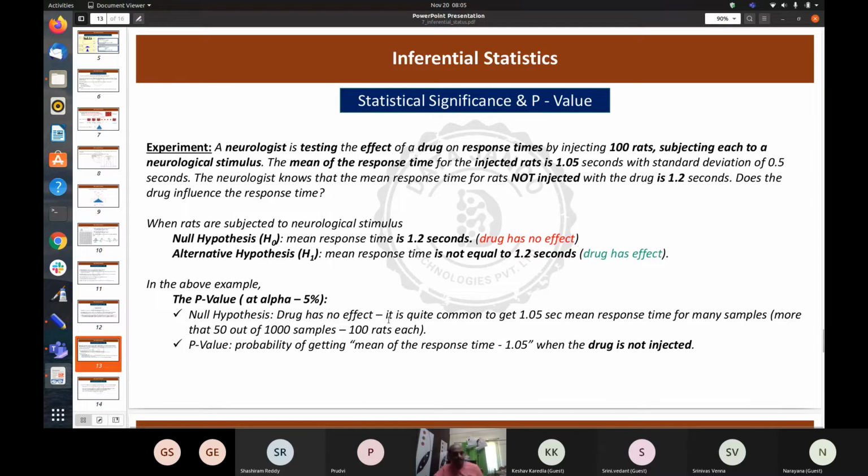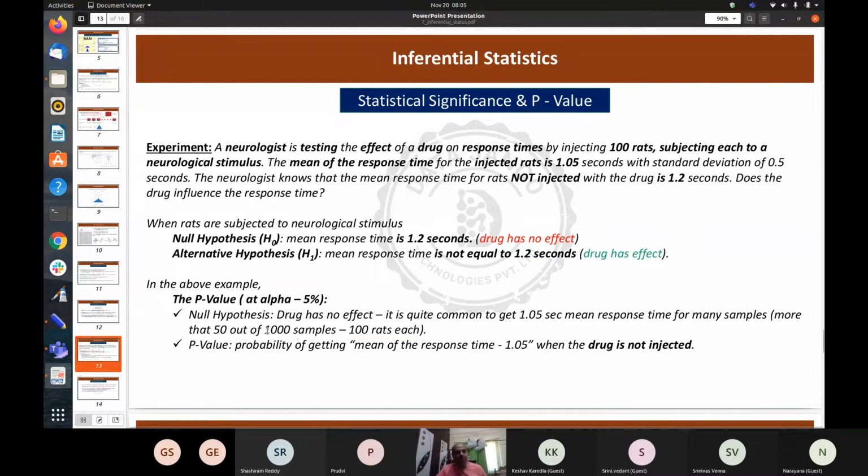And if you elaborate that a little more, it is quite common to get 1.05 seconds mean response time for many samples. Every time you take a sample of 100 rats, the mean response time will change, because all the rats will not respond the same way, because of their immunity power and whatever capabilities each rat has. The rats will respond in different ways.